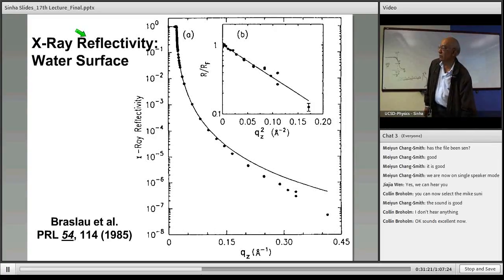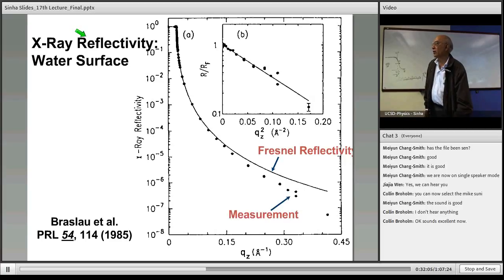Here is an experimental measurement, actually with X-rays, of the specular reflectivity from a water surface. You can see this is the Fresnel curve, and the data actually drops below that. If you plot R over the Fresnel reflectivity on a log scale versus QZ squared, the slope of that will give you the mean square roughness. It's like a Guinier plot, and the roughness comes out to be typically for water about 5 or 6 angstroms. Most liquid surfaces have that kind of roughness. Okay, let's go on.